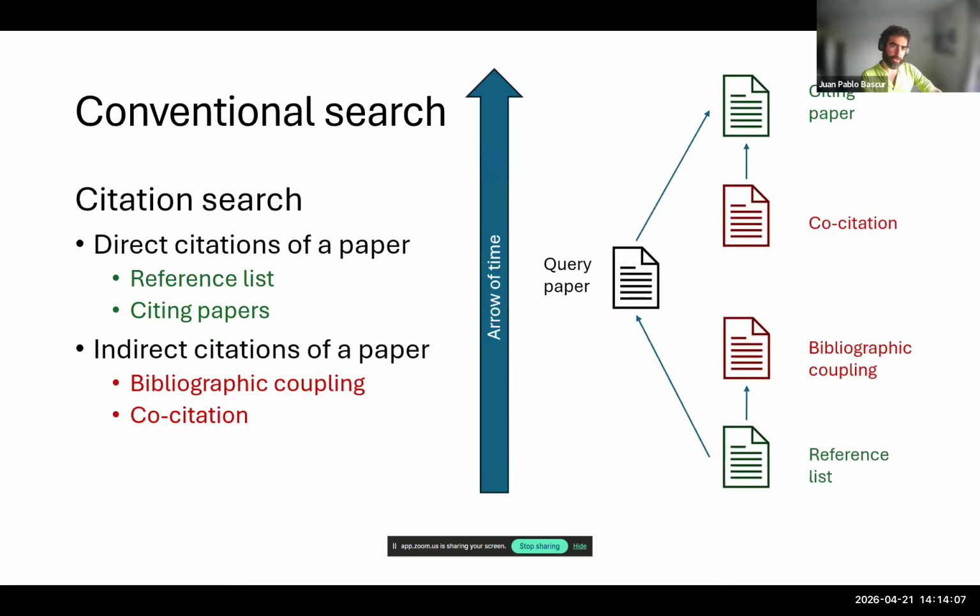Then you have citation search. This is what people usually do when they look at the references of a paper. So there are two types of direct citations from a paper. One where you have a paper and you look into the reference list, and the other is where you look, for example, in Google Scholar, which are the papers that are citing this paper. So these are the direct citations that you see. I don't see if you can see my mouse, but on the image you have the query paper, and the first arrows are the direct citations.